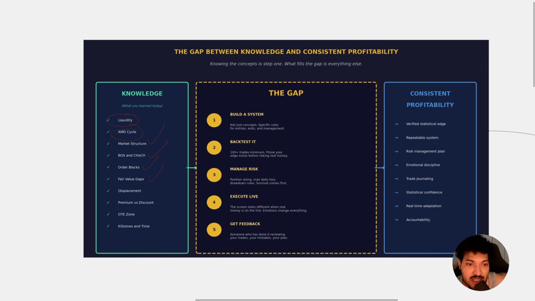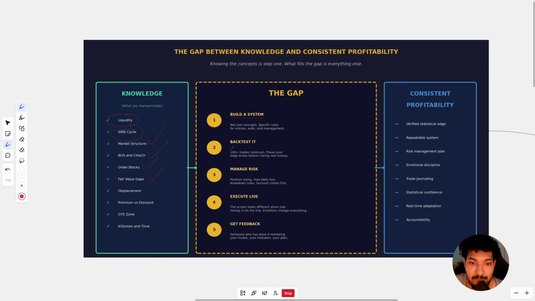The concepts I'm teaching you are free, right? The execution, the accountability, the feedback on your specific trades, that's what's going to separate someone who understands smart money concepts from someone who's actually profitable with it, right? You can understand these concepts, but it doesn't mean you're going to be profitable with it.